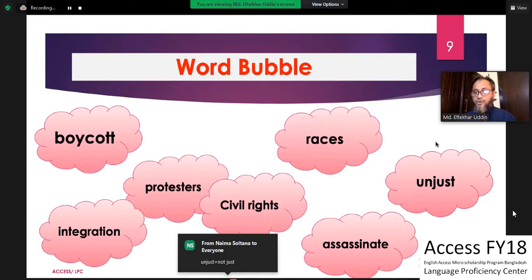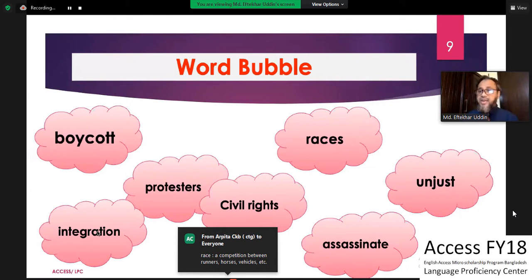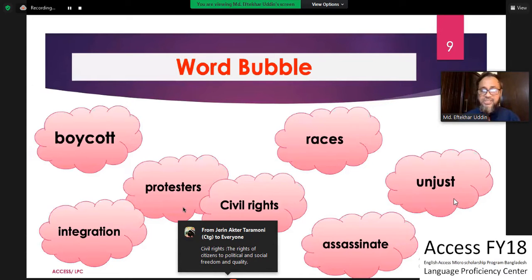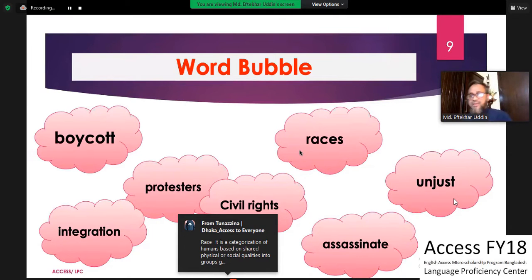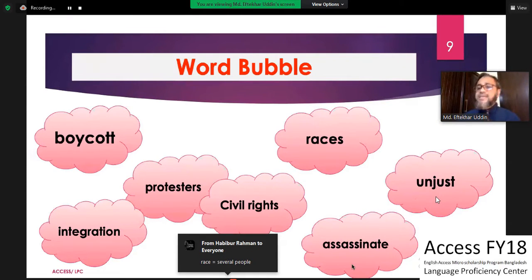Okay. Thank you for your quick and spontaneous response in the chat box. So more or less we know boycott means ban, or disallowance. Integration means uniting different kinds of people. Protester means who protest, protest against any kind of injustice. Civil rights means rights of general people. Racist means different kinds of people. Maybe they could be white, Afro-American, Asian. So these are the races. Unjust means what is not just, injustice. Assassinate means the murders, the secret murder. Okay. We know the words. That means we are ready for reading the text.